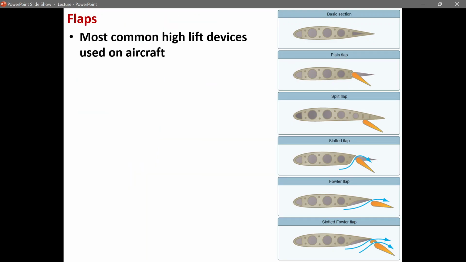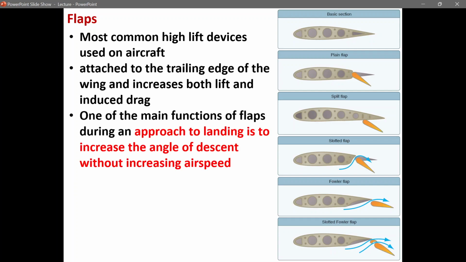So we talked a little bit about the flaps. One of the main functions of flaps is during landing, because by using these flaps you can increase the angle of descent without increasing the airspeed. Different types of flaps that you can see: we have plain flaps, split flaps, slotted flaps, Fowler flaps, and slotted Fowler flaps.